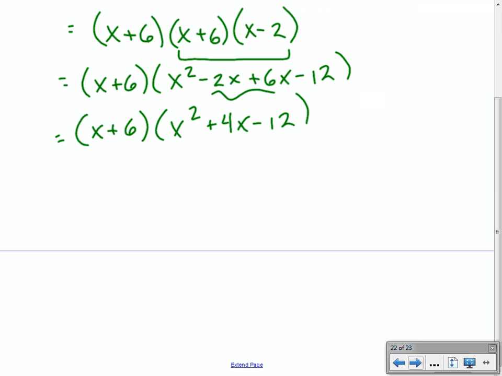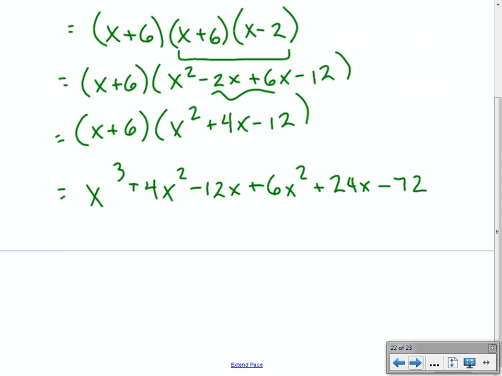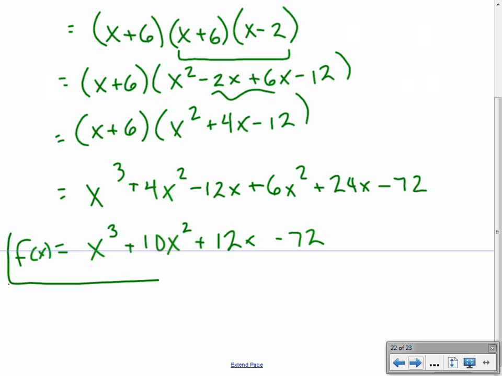So now we have a binomial times a trinomial. We end up with x cubed plus 4x squared minus 12x plus 6x squared plus 24x minus 72. After combining like terms, we get a function that's actually in standard form. So remember, standard form means that we are sorting these terms from greatest exponent to smallest exponent.